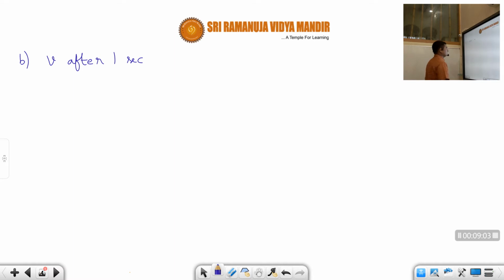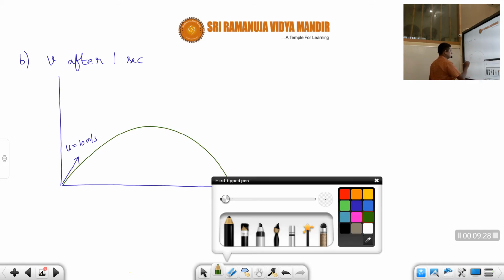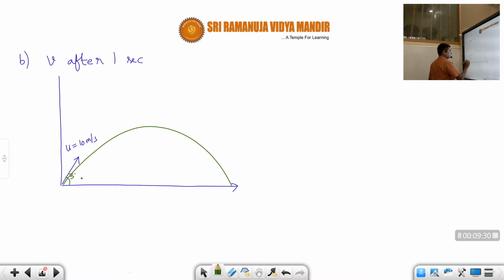So how to calculate, let us see. There is a standard procedure. Whenever they are asking to find out velocity after some time, this is the standard procedure. Please pay attention, students. Now let us say this is the projectile. Let us say we are throwing the ball with u equal to 10 meters per second, and because of this let us say the path of the projectile is like this. Now angle given is how much here? This angle is 37 degrees. Now let us say this is the origin.